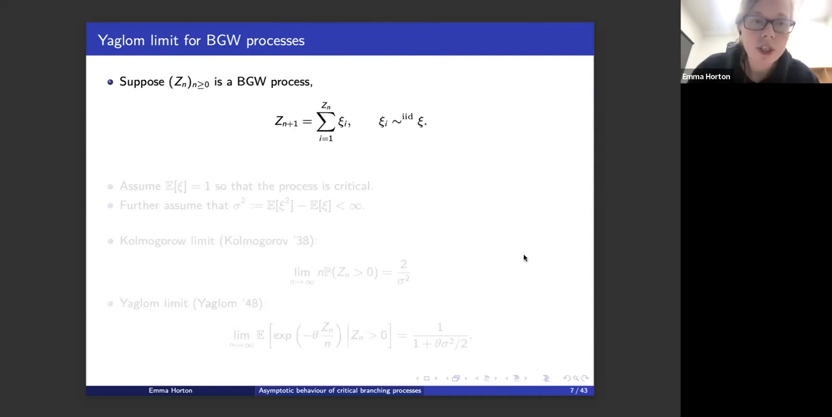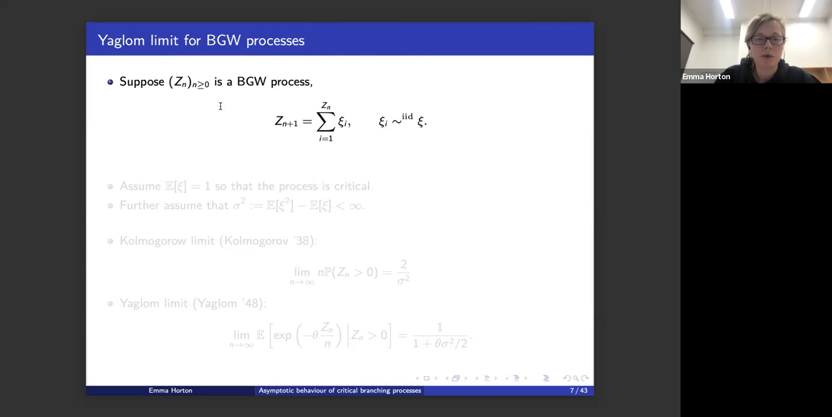And so it's well known in the literature that for example, Galton-Watson processes and other branching processes, one way to characterize the limiting behavior of critical branching processes is to look at the Kolmogorov limit for the survival probability and the Yaglom limit. And so what are these two results?